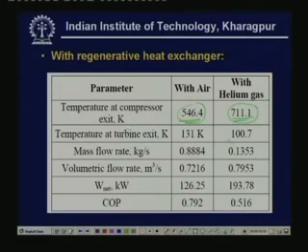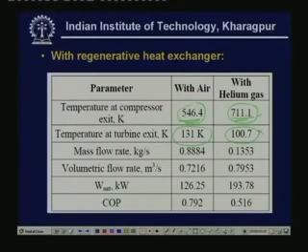So, that means there is a big jump in the exit temperature, which is actually a negative as far as the helium gas system is concerned. This is happening because helium has a much higher specific heat ratio compared to air. Next is temperature at turbine exit. Temperature at turbine exit with air is found to be 131 Kelvin and with helium gas it is found to be 100.7 Kelvin. So, the high specific heat ratio is advantageous here, because for the same inlet temperatures you get a lower turbine exit temperature with helium gas. So, this is an advantage.